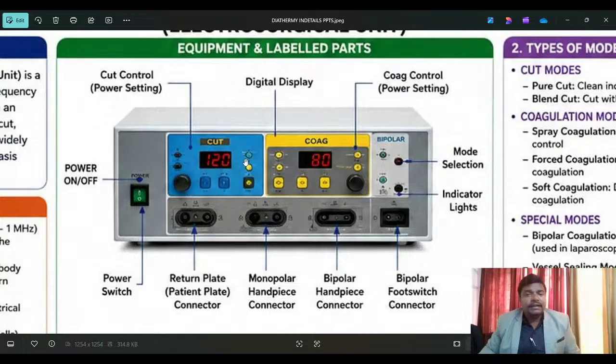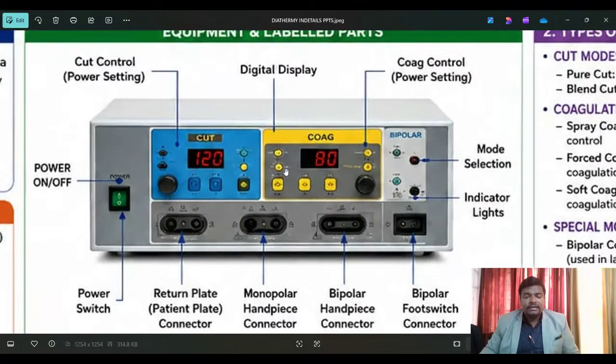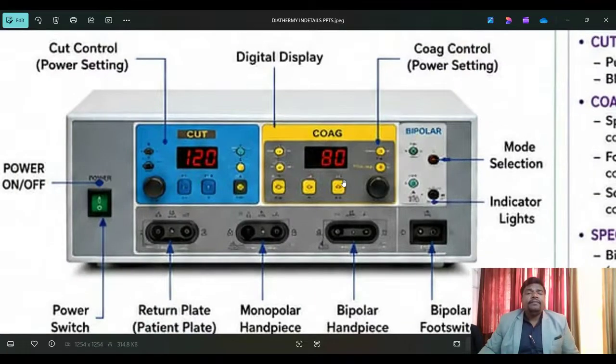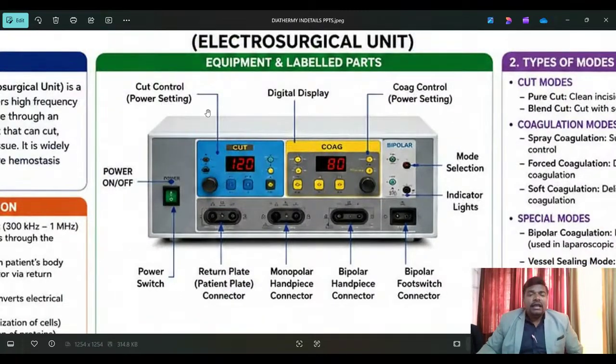Right, now come to the diathermy. This is what I'm showing here. See here, this is the diathermy, ESU, electrosurgical unit. Now I'm showing you. See here, every point is very clearly labeled. These are the points. Every diathermy will definitely have these fixed. So if you have to find out what spare parts and what parts are available in this equipment.